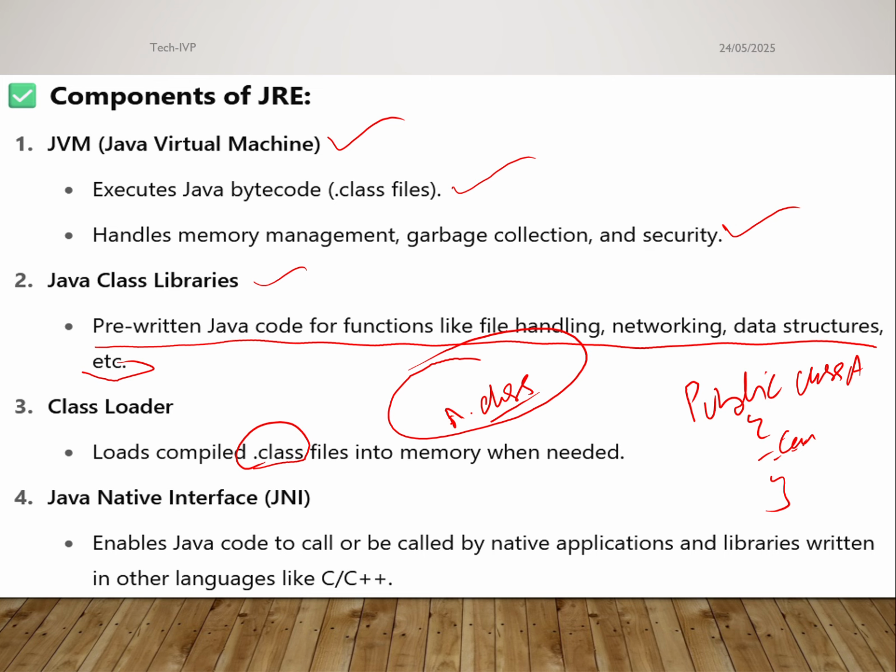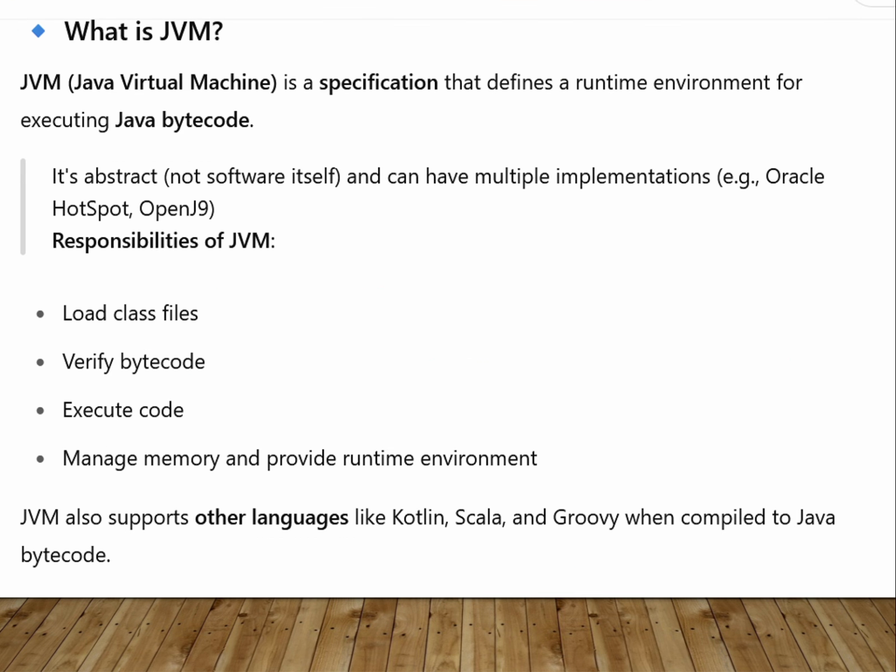Then the Java Native Interface enables Java code to call or be called by native applications and libraries written in other languages like C or C++. Now coming to the JVM. In the last tutorial we already discussed in depth how JVM works, what the class loader is, what memory management is, and how your code is executed. Here we are just discussing the overview.